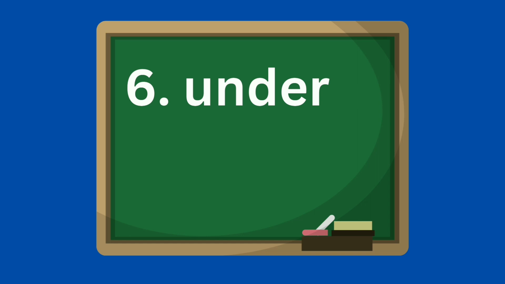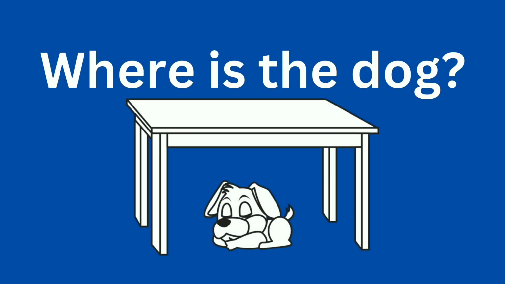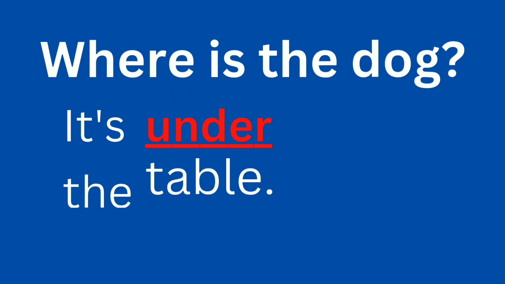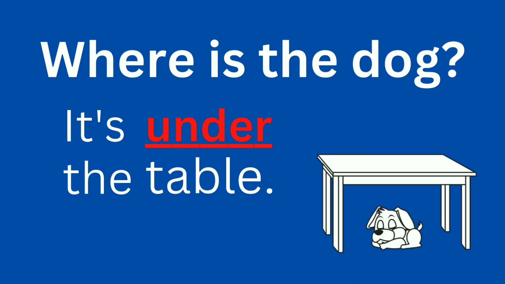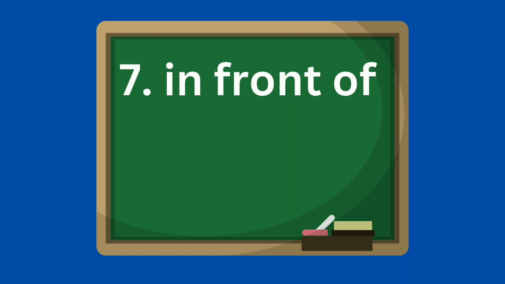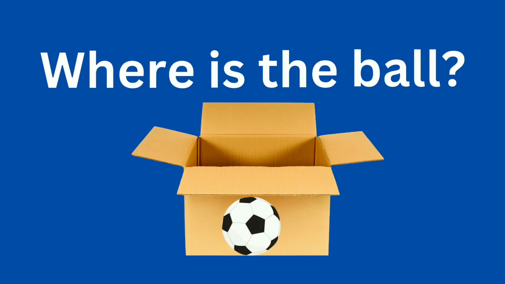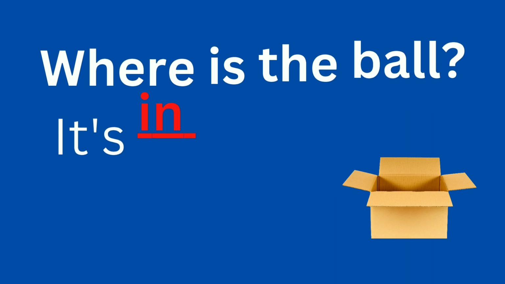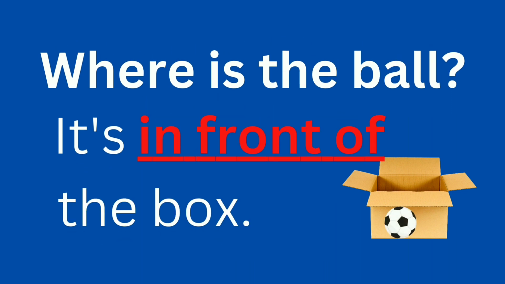Under. Where is the dog? It's under the table. In front of. Where is the ball? It's in front of the box.